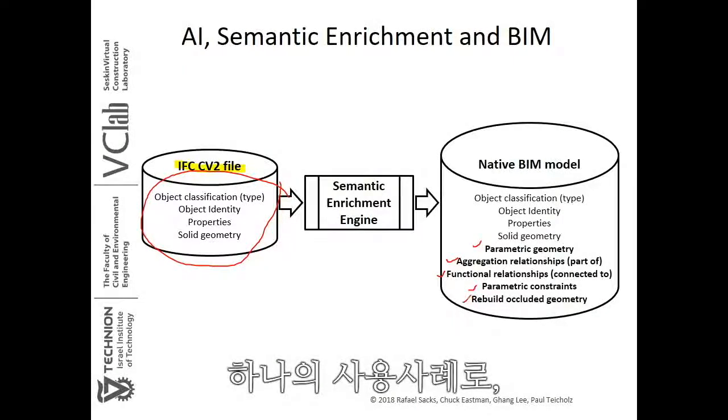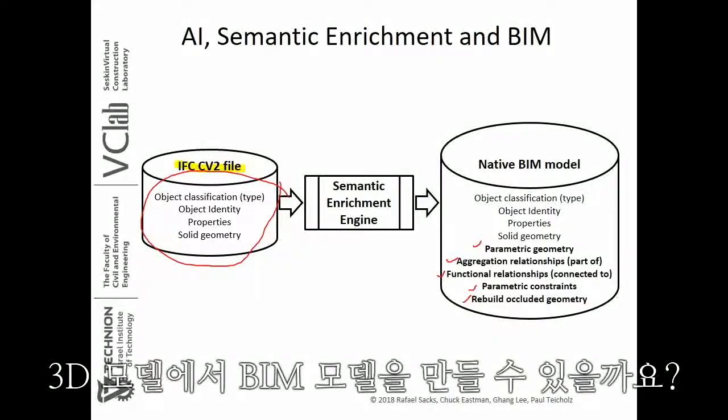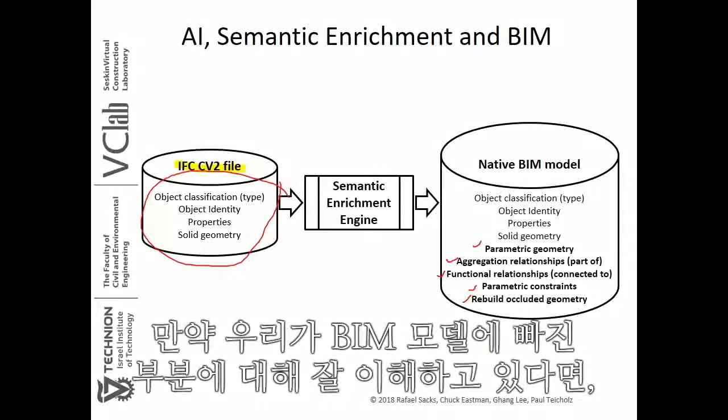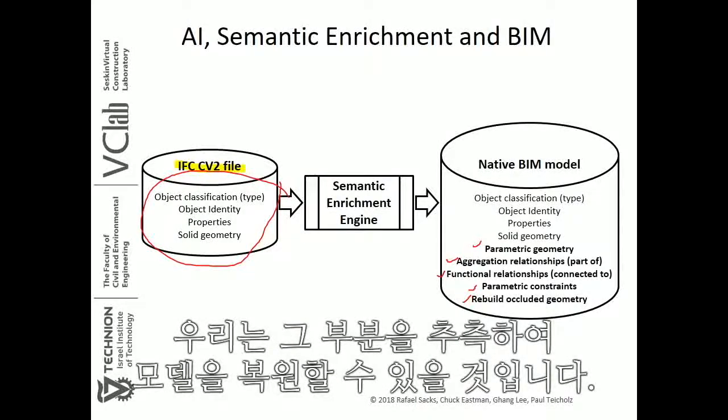for example, in a use case where we have a point cloud, we've generated a 3D model from a point cloud, and now can we reconstruct a native BIM model? Well, if we have a good understanding of what a beam that was partly occluded should look like in its remainder, then we can make a very good guess and add those into the model.